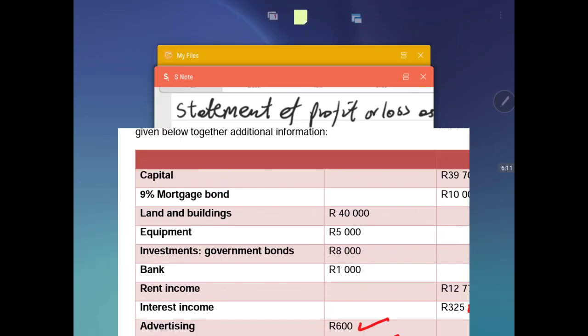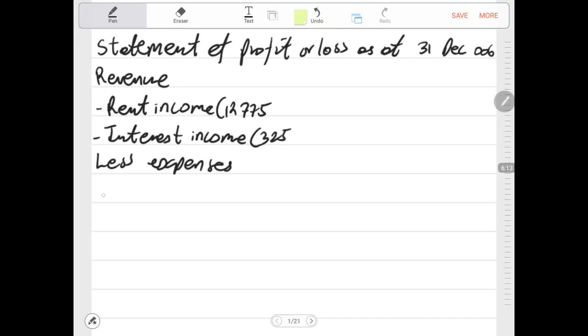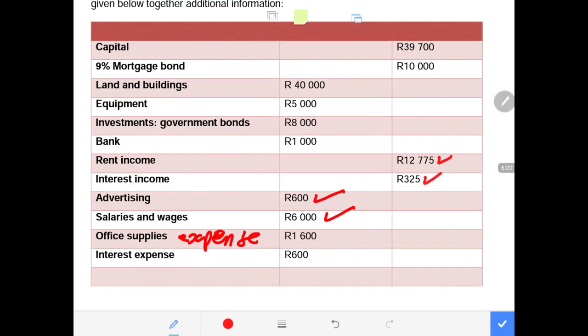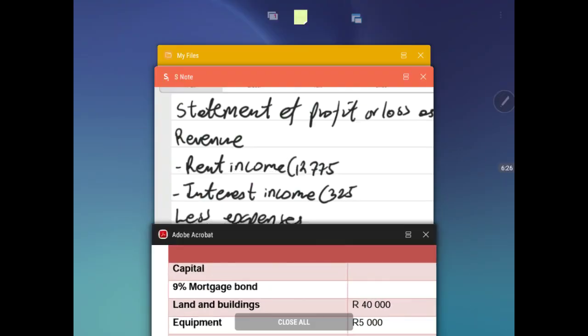So we have advertising expense under our expenses, and I just copy and paste the amount of the advertising, 600. Then salaries and wages 6,000.